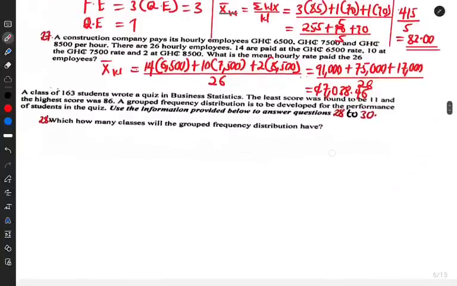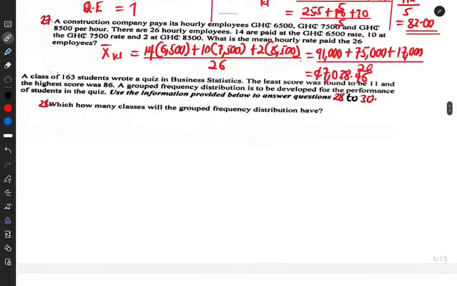Now, looking at questions 28 to 30, we have a preamble on top. So let's read the preamble before we start to answer. A class of 163 students wrote a quiz in business statistics. The least score was found to be 11. So the lowest value is equal to 11. And the highest score was 86.